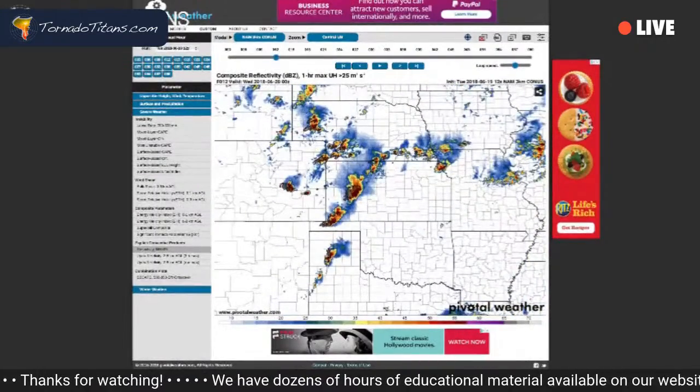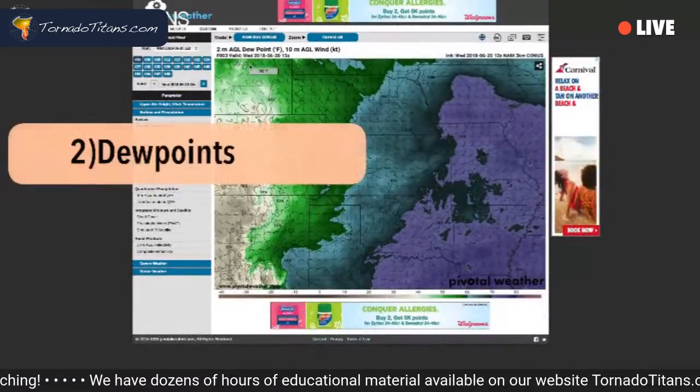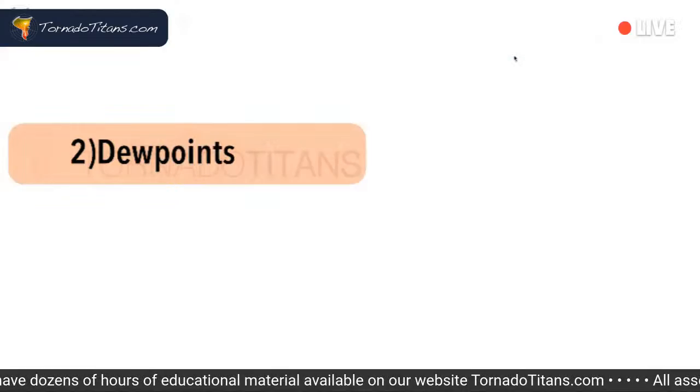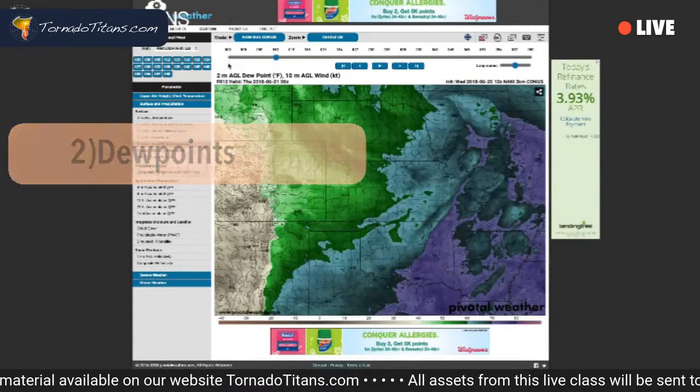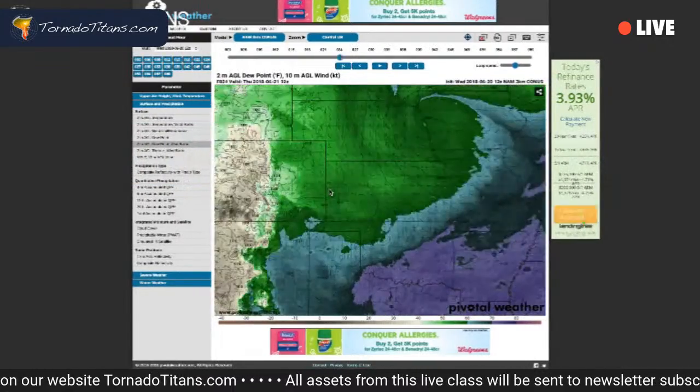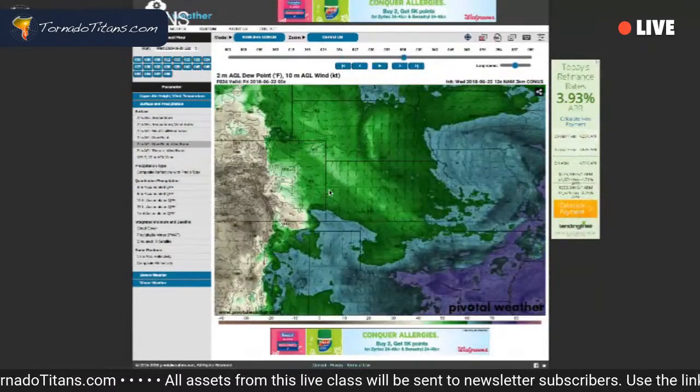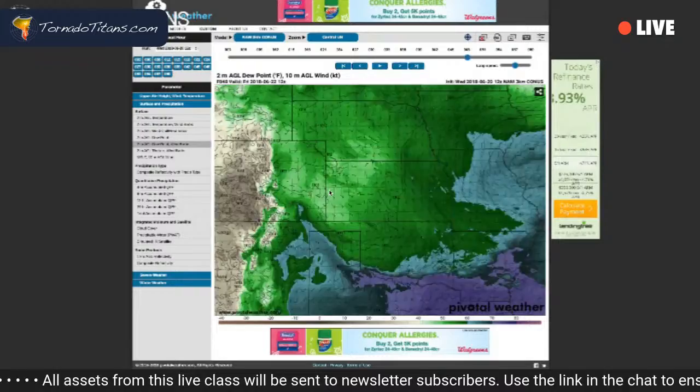Second thing, dew points and wind barbs. I love these maps, they're important. I'm a huge person when it comes to dew points. They're one of the most important ingredients for severe storms on the plains. I'm going to treat this as if you are completely clueless on what constitutes good dew points on the plains.